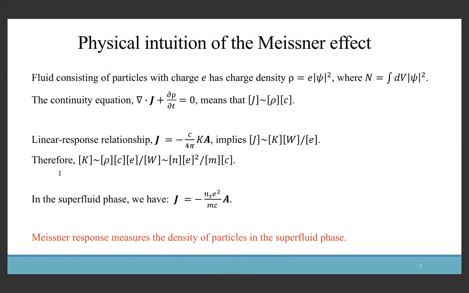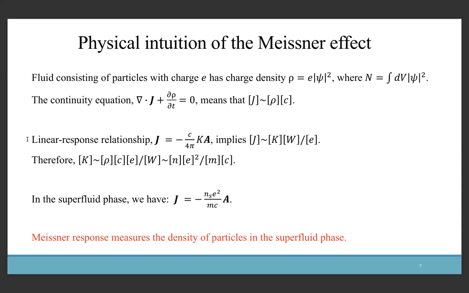So let me just give you a very back of the envelope calculation, which gives some physical intuition to the Meissner effect. So suppose we have a fluid of charged particles with charge e. The charge density of this system will then be e|ψ|², where the total number of particles will just be the volume integral of |ψ|². We can then use the continuity equation to show that the dimensions of the current will be the same as the dimensions of the charge density times the dimensions of the speed of light.